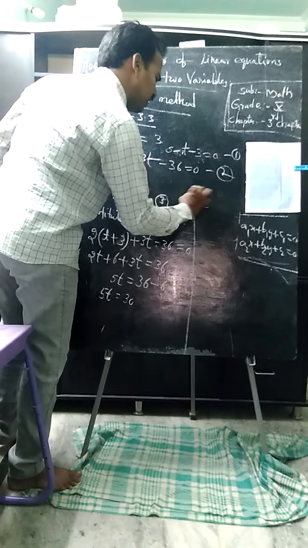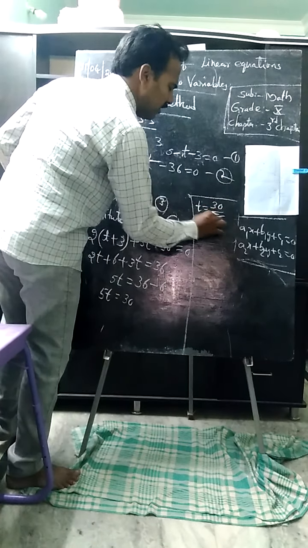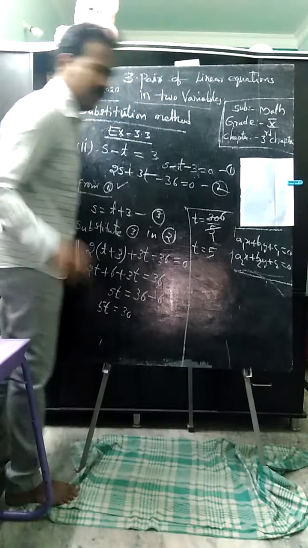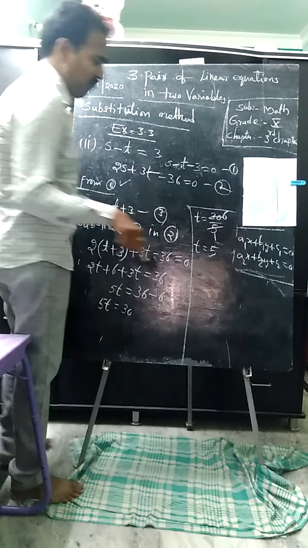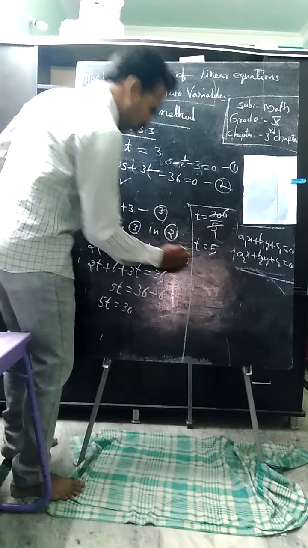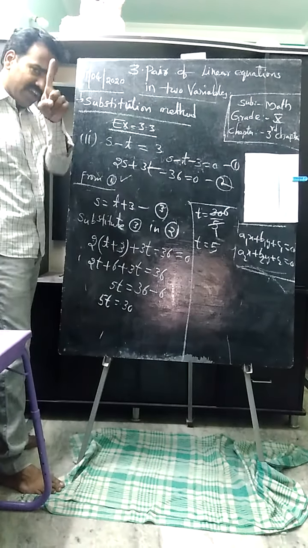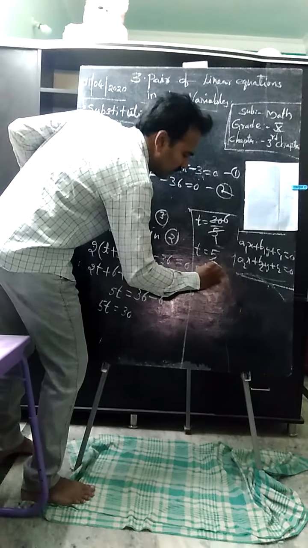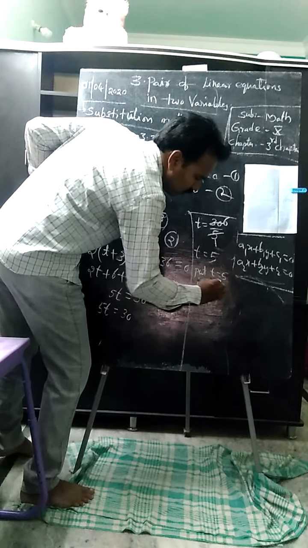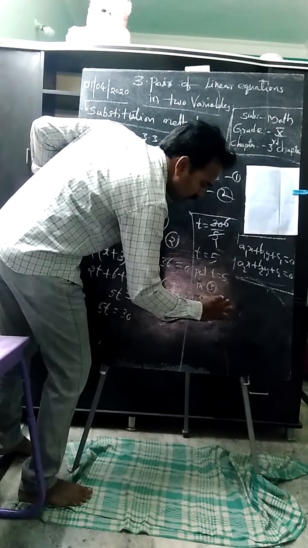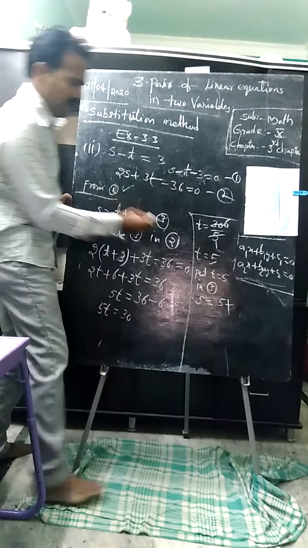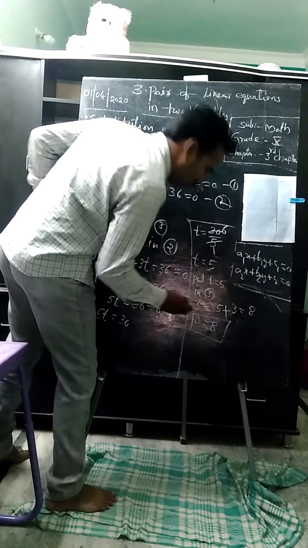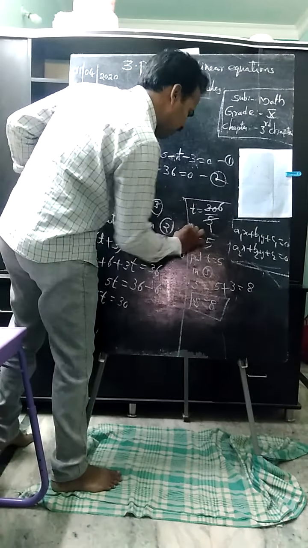Then t equals, students, 30 by 5, cancel. If it is in fraction form, we will get fraction form. No issue, there is no rule that it should always be a whole number. It may be in fraction form or any integer, no issue. We got t equal to 5. So one variable we got. Put t equals 5 in equation 3, and you will get the s value. s equals t plus 3, that is 5 plus 3, 8. So what is the s value, students? 8. Yes, we have s value 8, t value 5.